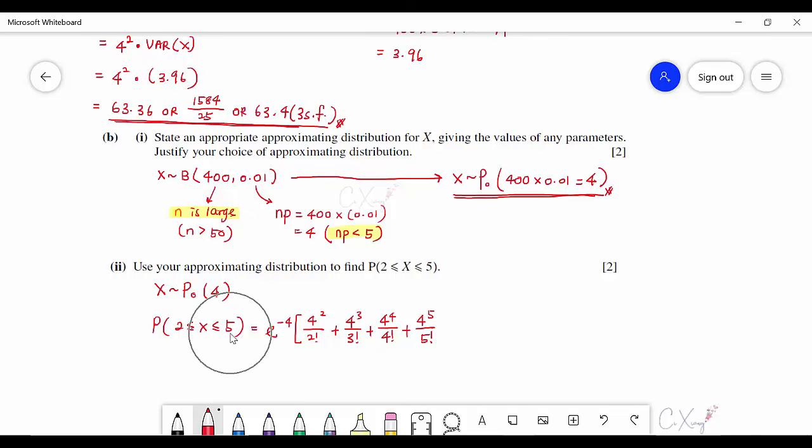We should stop at 5 because they only want us to include the values up to x equals 5. From here, if you just press the calculator, you should be able to get the answer, and I will correct it to 3 significant figures, which is 0.694.